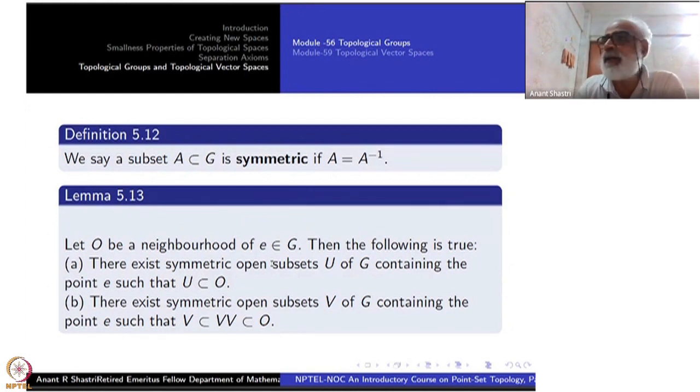So you have to come back here. If you have made mistakes or you haven't understood these things correctly, then you will have problems. You will see that, okay? So starting with any neighborhood of identity, I can get such beautiful neighborhoods, neighborhoods symmetric, neighborhoods which are contained inside their own product and the product is contained inside O, and so on. Okay.